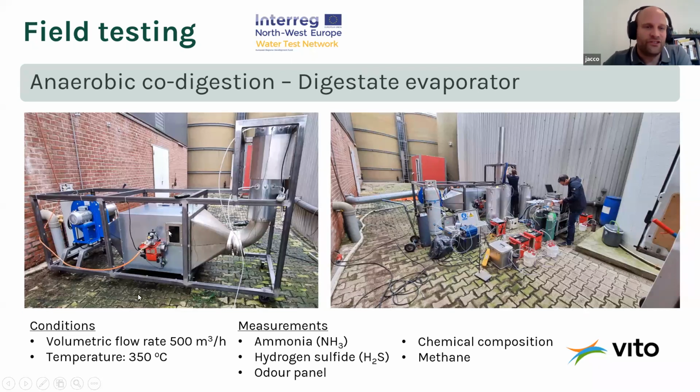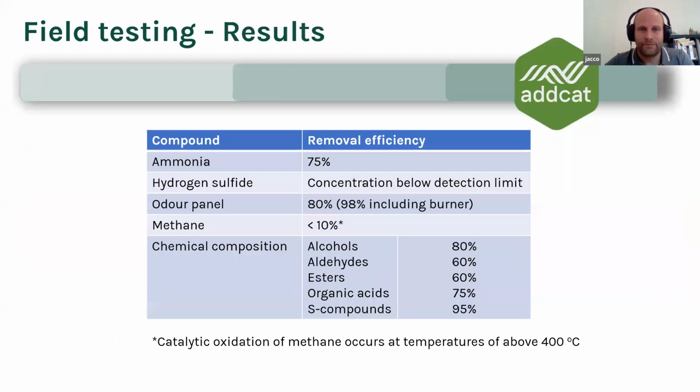Then we heat up the system to a temperature of 350 degrees, which is the active temperature of our catalyst system, with the burner in this instance. And then we send it to the catalyst package displayed over here. And with the help of Vito, who supported us during the measurements, they measured the efficiency of our reactor system over many different compounds like ammonia, the chemical composition, but also an odor panel, hydrogen sulfide, and methane.